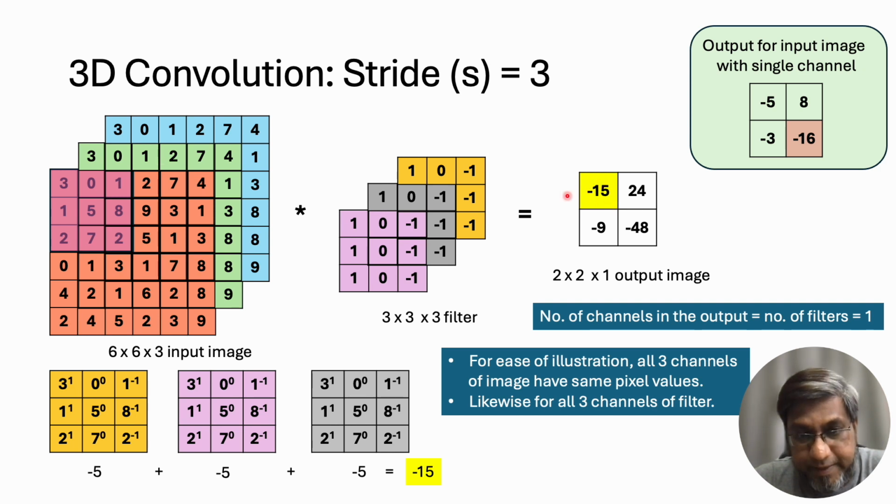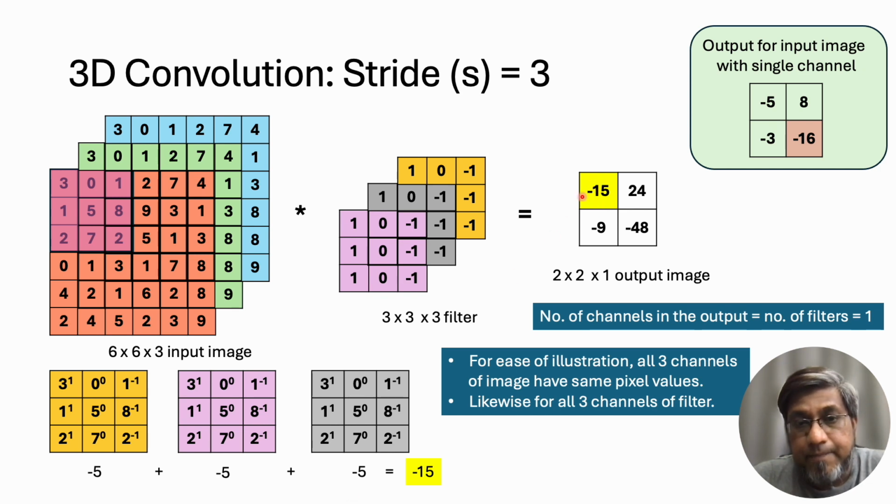So basically, when we have multiple channels, we perform the convolution operation as before on each channel individually, and we combine the outputs of all the channels by adding the results together. So we get, in this case, minus 15.